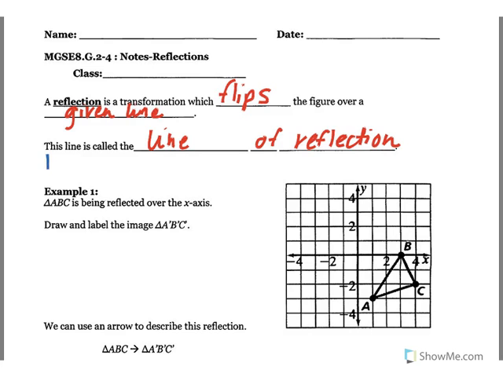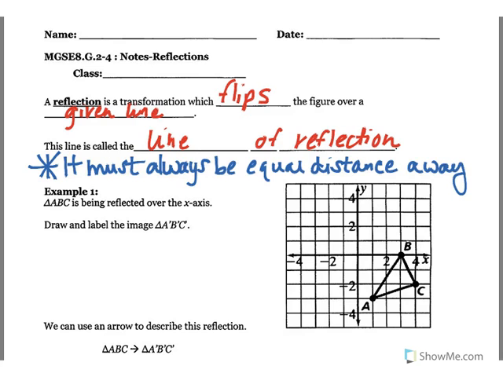So one of the most important things to remember about reflection is that when you do reflections, you have to make sure that when you transform your image from one side of the line to the other, it's the same and equal distances away. So you always have to keep in mind it must always be equal distances away.